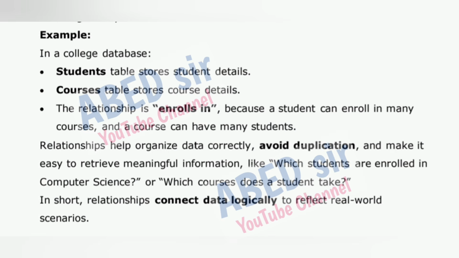Example. In a college database, students table stores student details. Courses table stores course details. The relationship is enrolls in because a student can enroll in many courses and a course can have many students. Relationships help organize data correctly, avoid duplication, and make it easy to retrieve meaningful information, like which students are enrolled in computer science or which courses does a student take. In short, relationships connect data logically to reflect real-world scenarios.